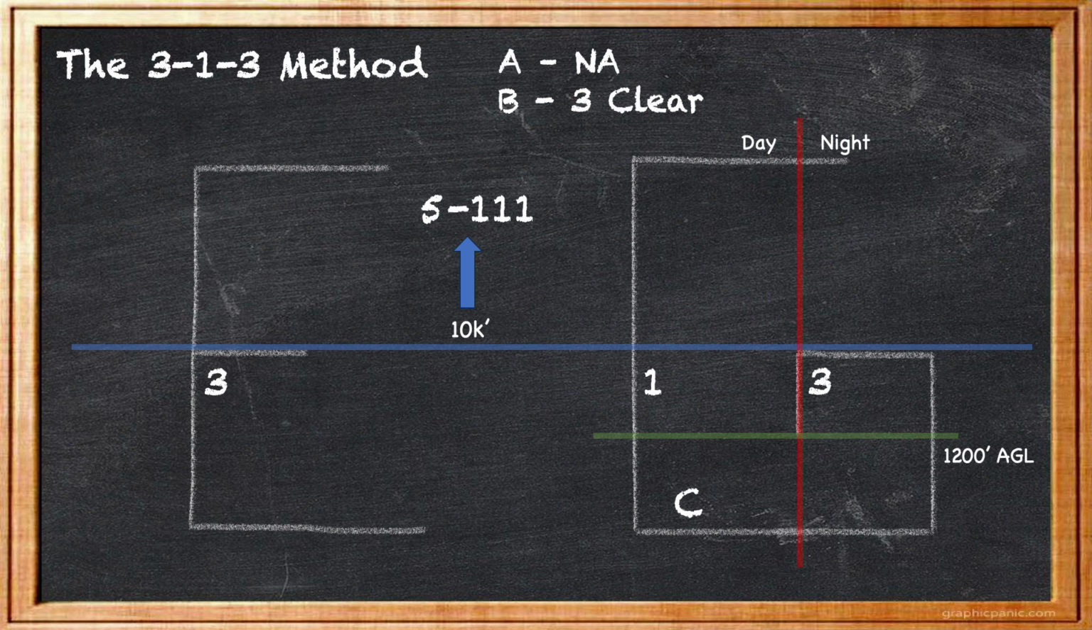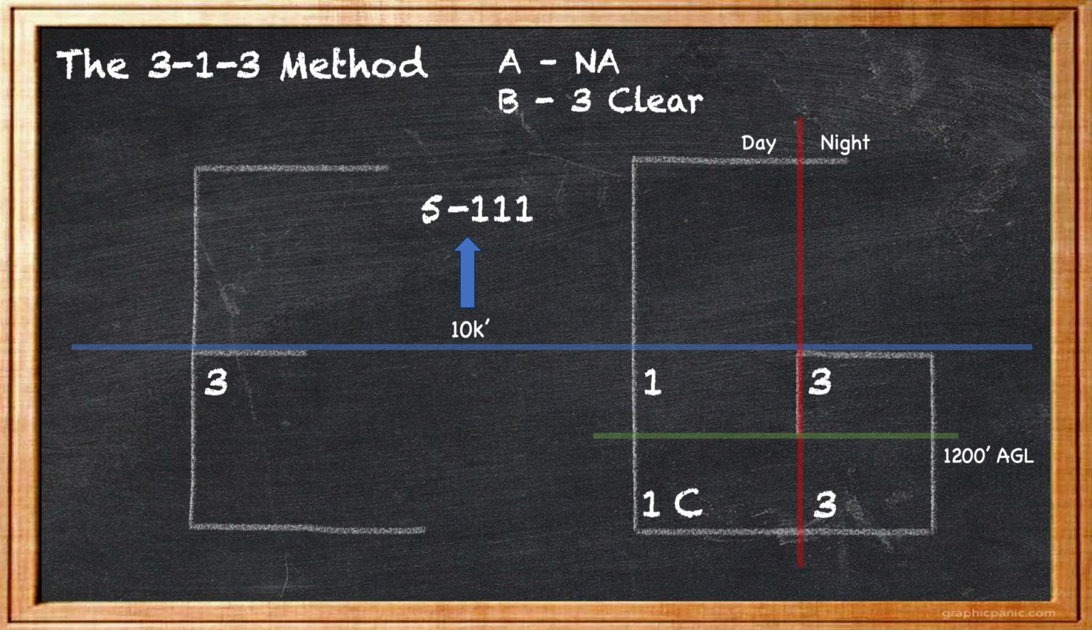Next, let's take that 1 and drop it straight down, and we'll do the same with the 3 that's inside the G. Now you'll see in the bottom left quadrant that we have 1C. So for VFR flights in Class G during the day below 1,200 feet AGL, you just need 1 mile of visibility and remain clear of the clouds.